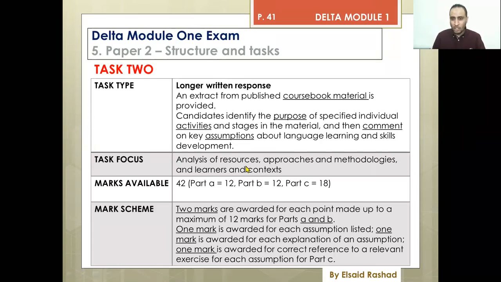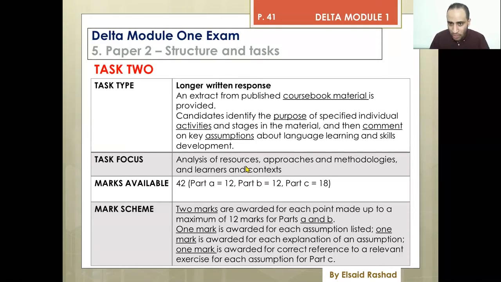Okay, so they will provide you, as I said, with material from a course book, okay? And then they will ask you to write the purposes of some exercises, comment on some exercises and the relationship between these exercises and the previous ones. And then they will ask you to provide some assumptions, assume knowledge, and provide some reasons for the assumptions. So this task comes in 3 parts, part A, part B, and part C. Part A, 12 marks, part B, 12 marks, and part C, 18 marks.